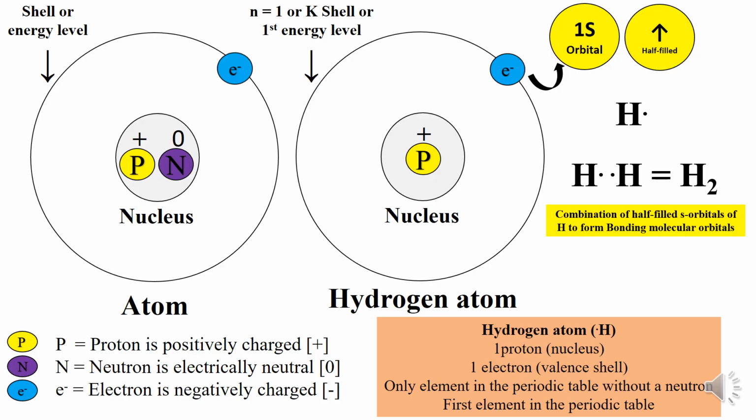Now each hydrogen atom has a half-filled s orbital, and the bonding molecular orbital in the case of the hydrogen molecule is formed by the combination of the half-filled s orbitals of these two respective hydrogen atoms. And the spin of these two electrons that are shared by the two hydrogen atoms is represented by up and down arrows.